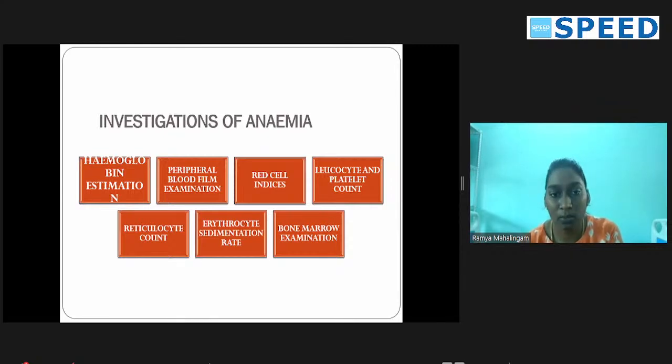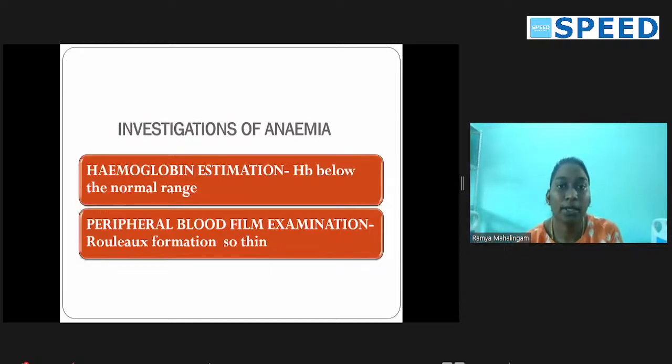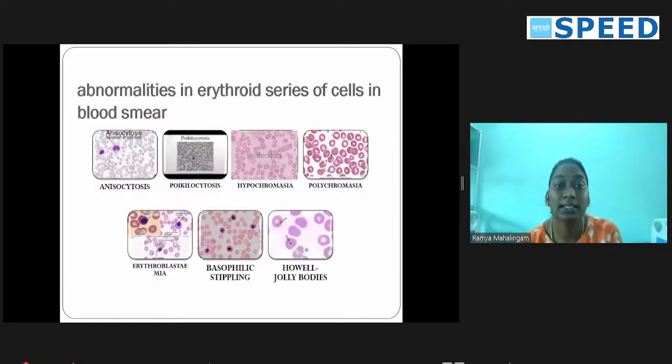Then reticulocyte count: before the RBCs develop, there is the reticulocyte. Reticulocytes are immature RBCs, so the reticulocyte count can also be taken as an investigation. Then ESR and bone marrow examination. Bone marrow examination will give a complete picture of WBCs and red blood cells together, so you can find the defect in it. So, hemoglobin estimation and the peripheral blood smear. These are the examples.